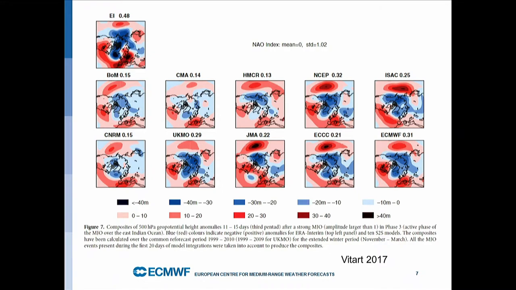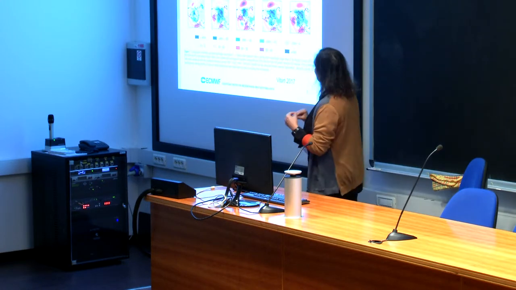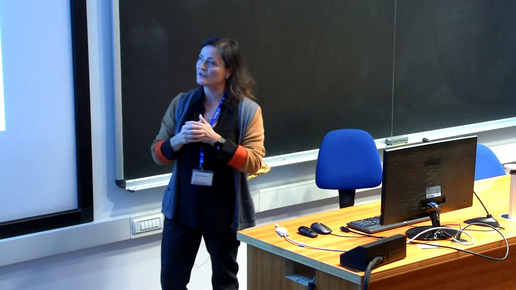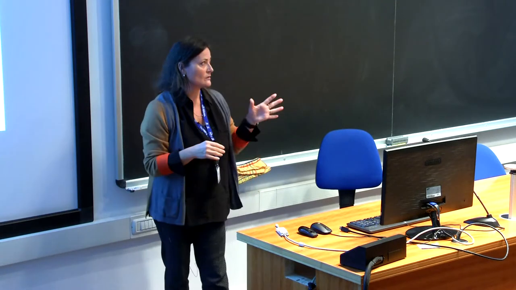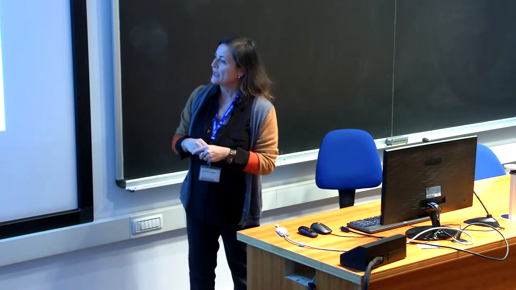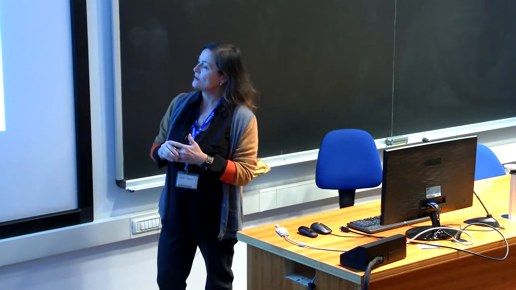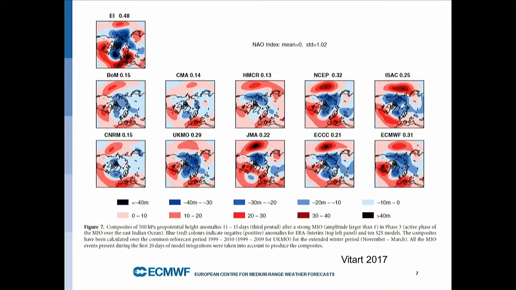I guess that you have already seen this picture, so I'm going quite quickly on that. One of the things we are trying to do is not only assessing how much the skill is modulated by the different sources of predictability, so looking at conditional skill, but also trying to understand how the teleconnections in the models are reproduced. This goes back also to all the work that Franco does. This is an example from, again, a paper from Vitart, in which, using the S2S dataset, he looks at the teleconnections associated with the MJO.